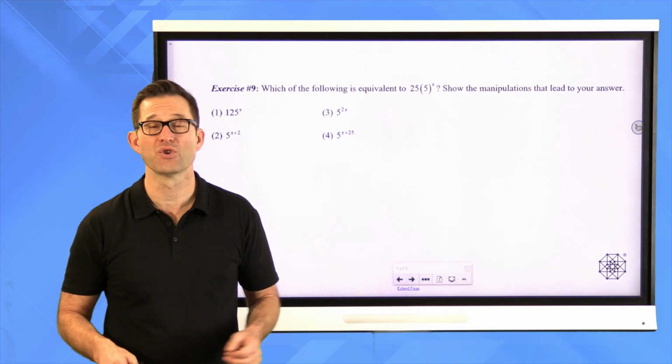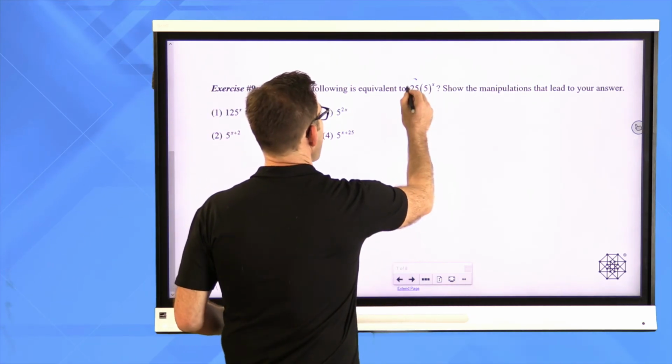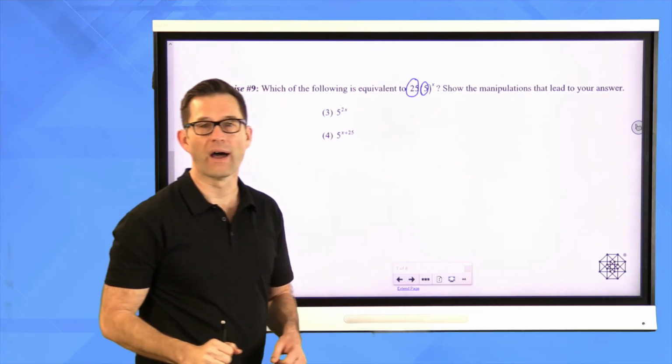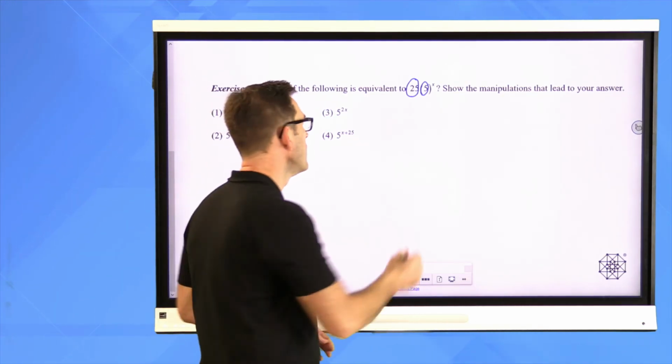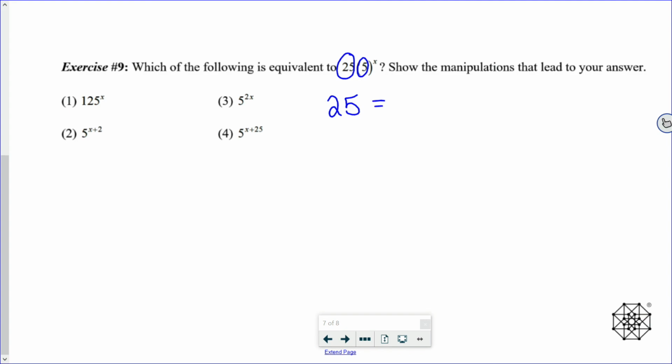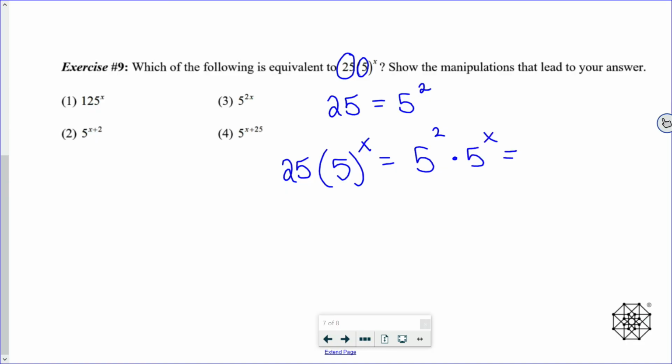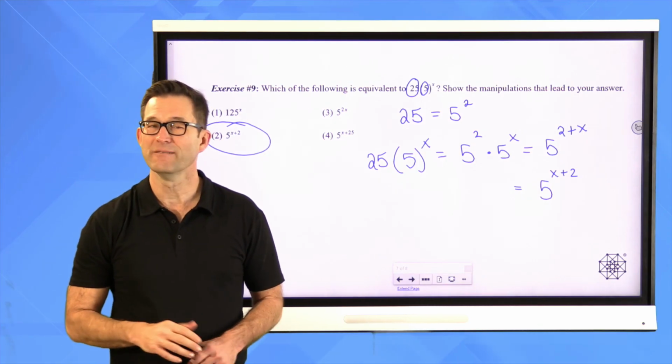All right, well, I'm hoping you got choice 2. The real question again is how does 25 relate to the number 5? Well, as you all know, 25 is 5 times 5 or 5 squared, right? So I can replace the expression 25 times 5 to the x with 5 squared times 5 to the x. But now I've got that wonderful exponent property, the first one, that said that that will be 5 to the 2 plus x. And of course, because addition is commutative, 5 to the 2 plus x is the same as 5 to the x plus 2. All right, and that's it.